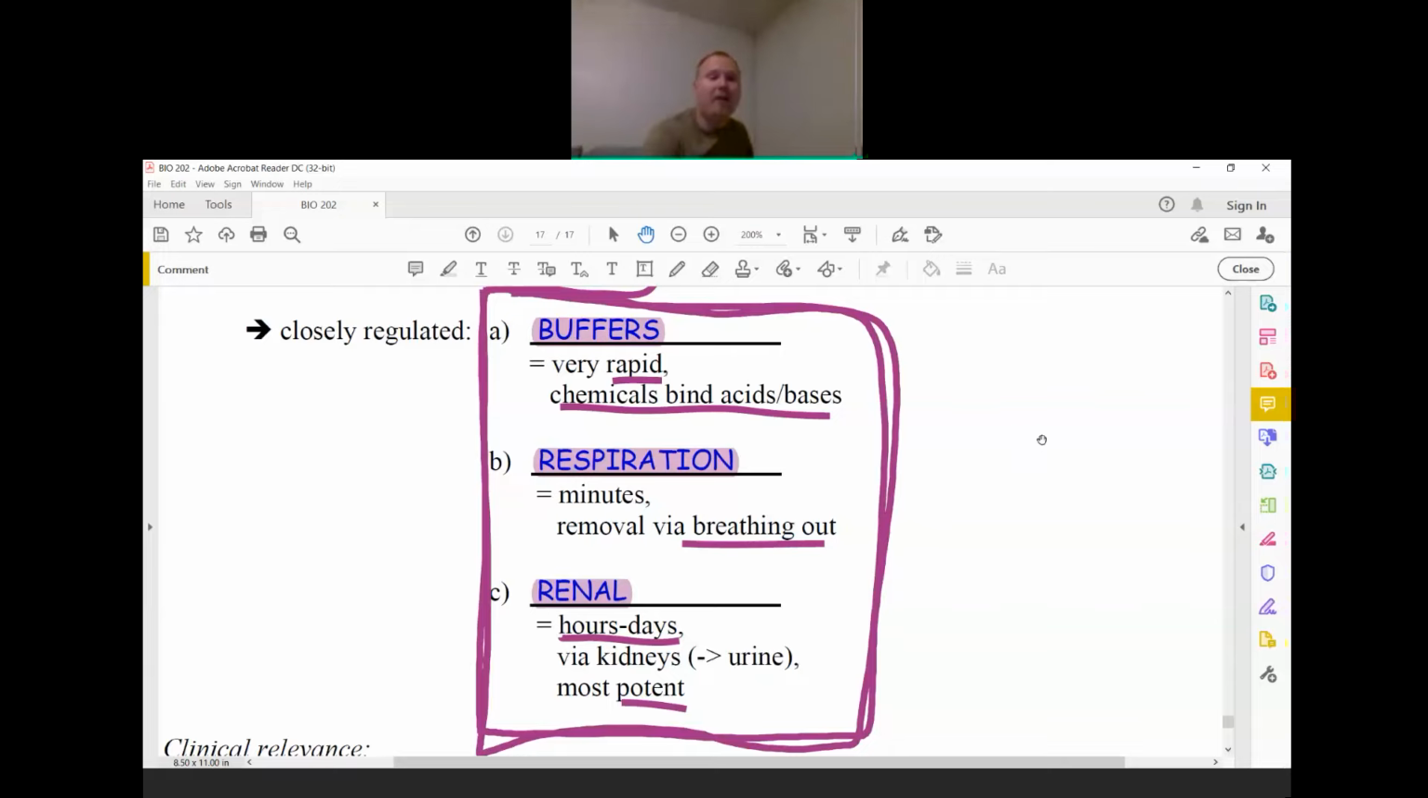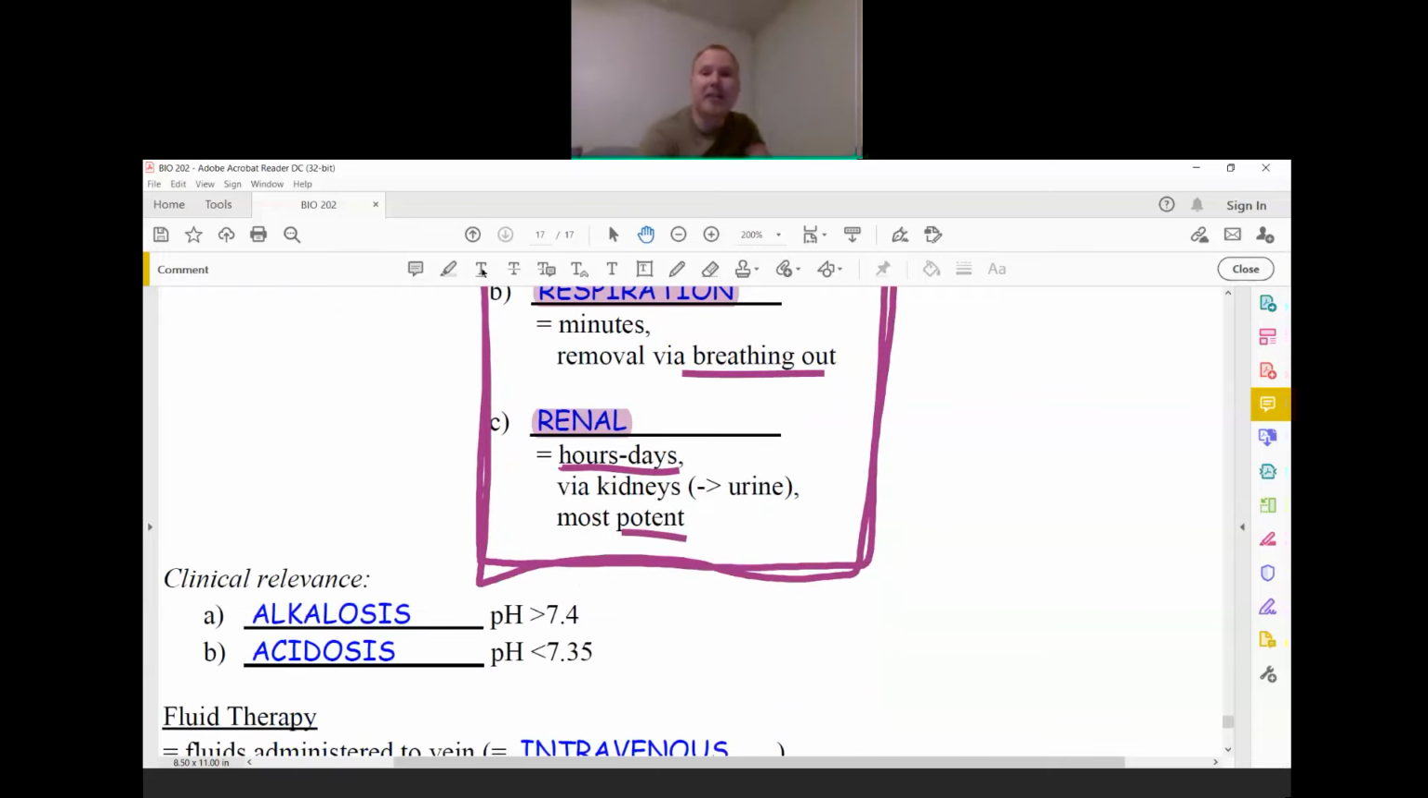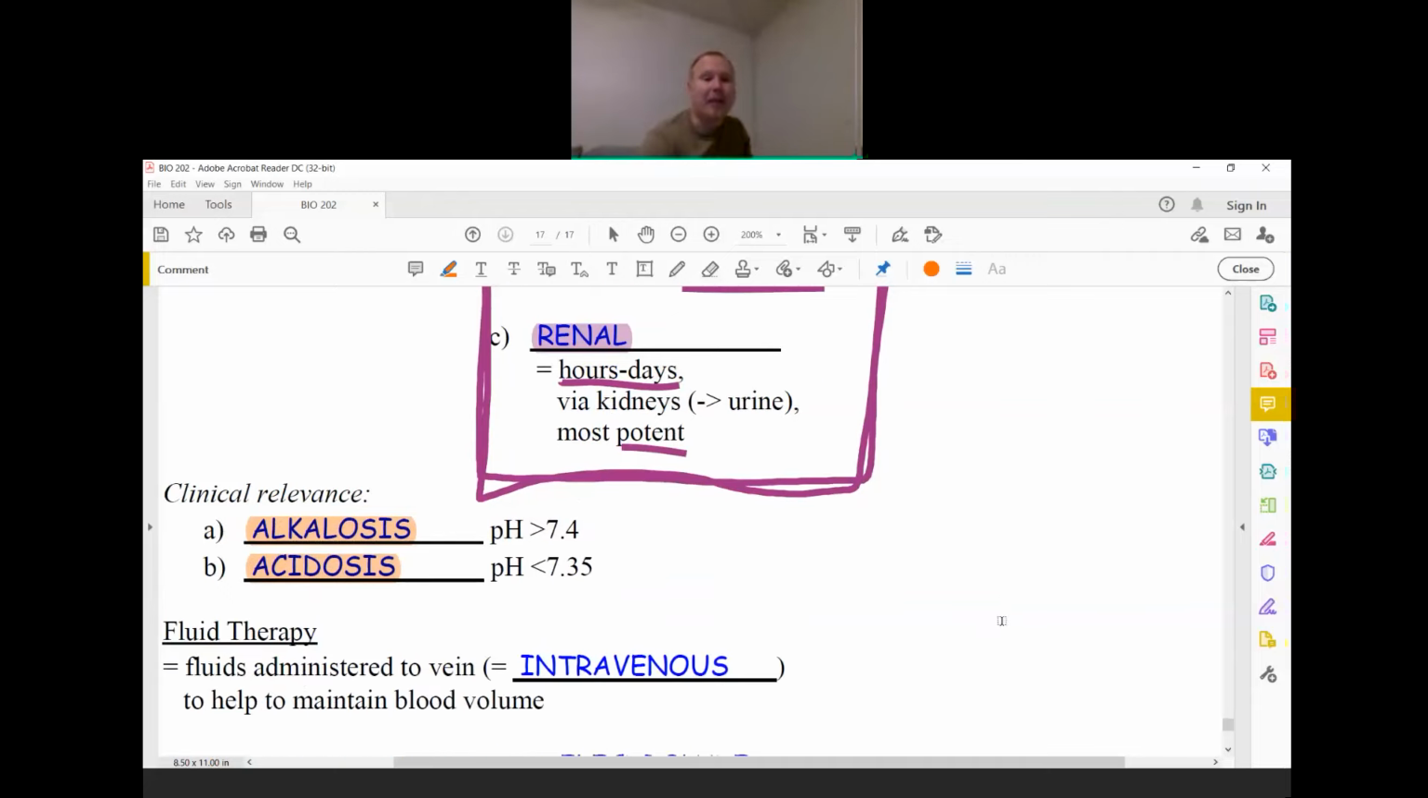So thanks to these three response mechanisms, we're able to maintain our body pH within a very narrow range. And of course, the clinical relevance of this is that if you have pH that's too high, you go into alkalosis. If you have pH that's too low, you go into acidosis. And I discussed some of the signs and symptoms of that with you guys last week.